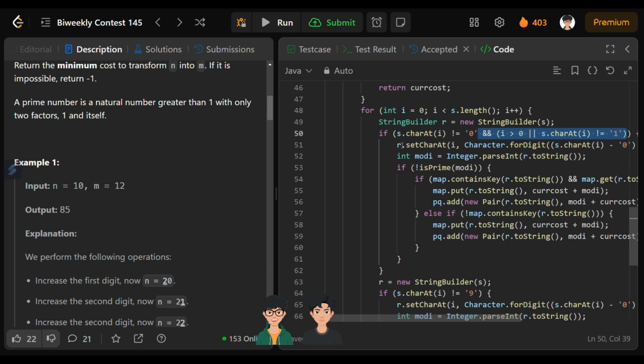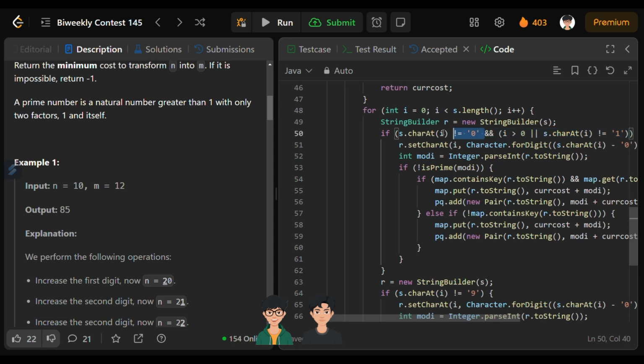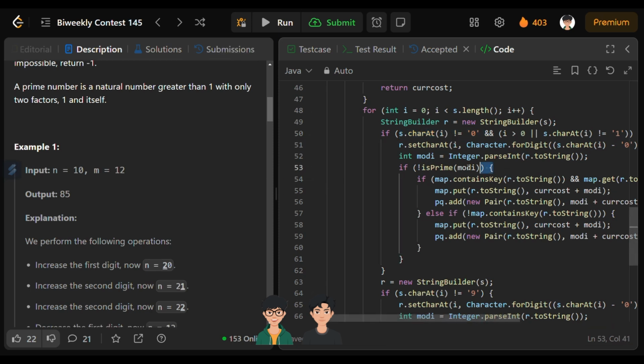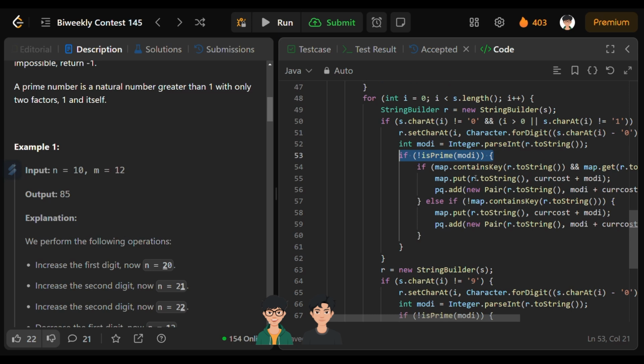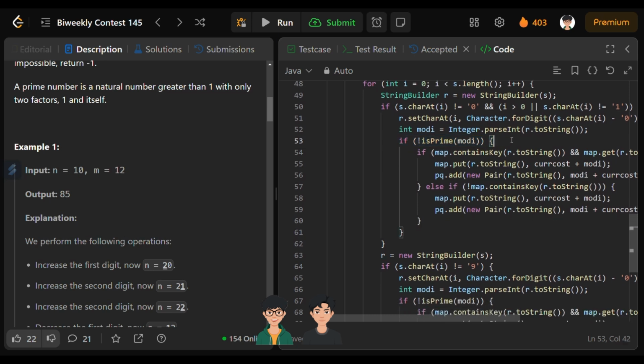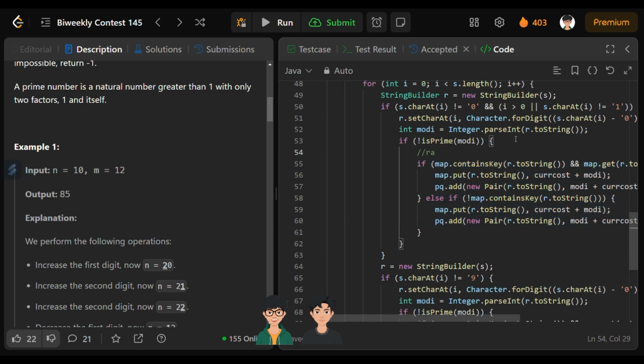And this is the condition that the digit should not be 0, because if we decrease a digit which is 0, it will become negative and cause leading zeros, which is not expected by the question. After that, we have also checked the prime number condition. If the number is not prime, then only we update. This is the relaxation step, the relaxation of Dijkstra.